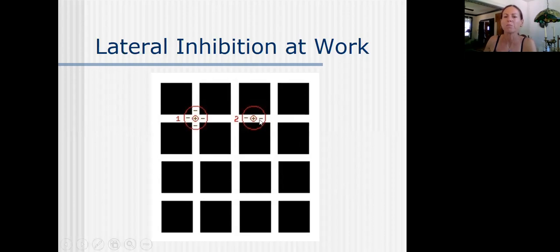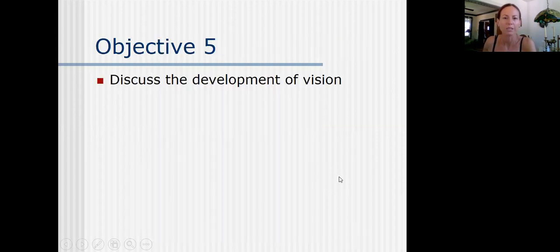Now in the middle of a bar, it's less inhibited because it's only got 2 active cells on each side who are inhibiting it, as opposed to 4 active cells on each side. So that's why you get those grays there at the intersections. And then again, that helps us to see the borders between one object and another object.